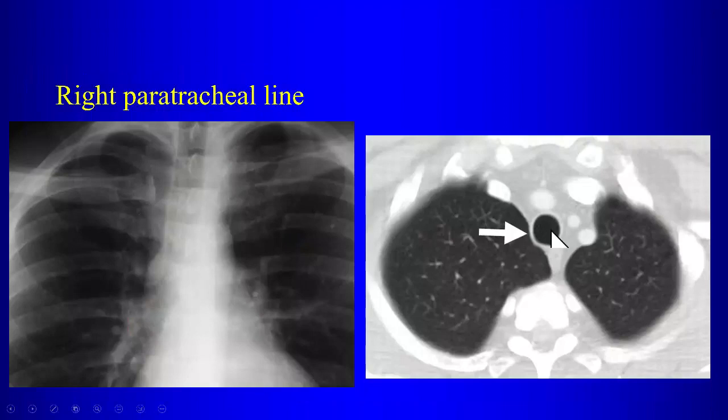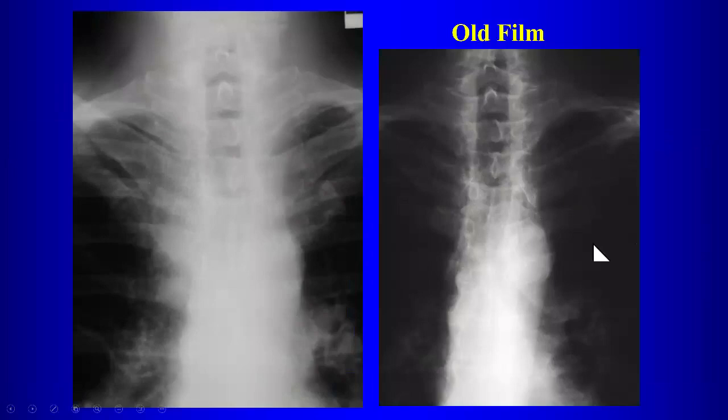We see that because there's air inside the trachea and air in the lung, so it outlines the right wall of the trachea, and we see this as the right paratracheal stripe. Okay? Now, this patient, the old film, has a normal right paratracheal stripe. On the new film, there's widening there, there's right paratracheal opacity.